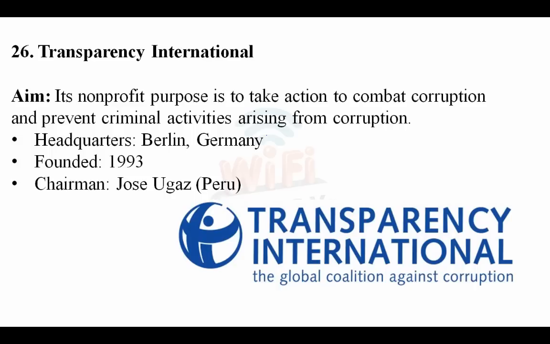Now let's see Transparency International. It is a non-profit organization whose purpose is to take action to combat corruption and prevent criminal activities arising from corruption. So this organization provides an index by which you can see which country is more corrupt or less corrupt. Right now, India's ranking in this Corruption Perception Index, which is prepared by Transparency International: India ranks 79 in 2016. And the headquarters of this organization is in Berlin, Germany.